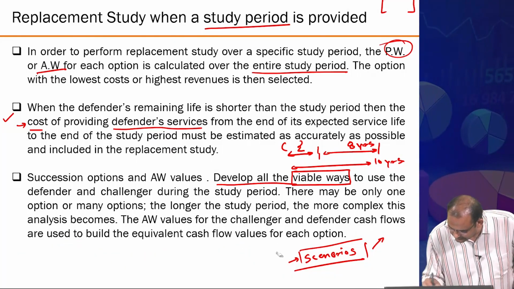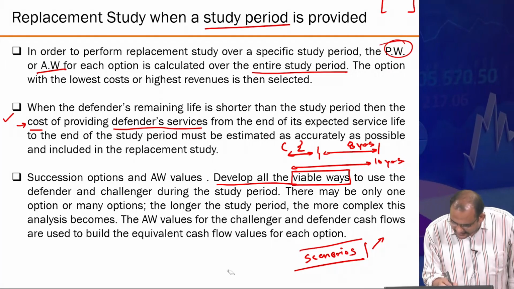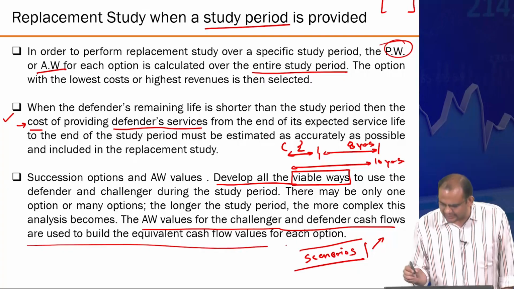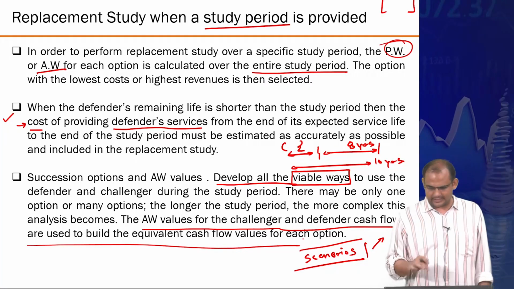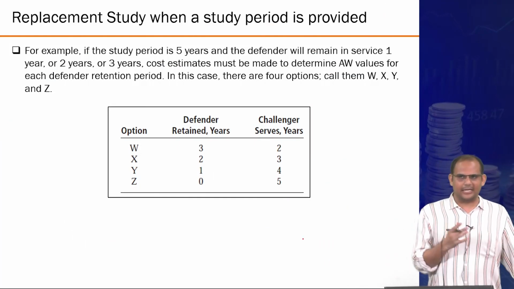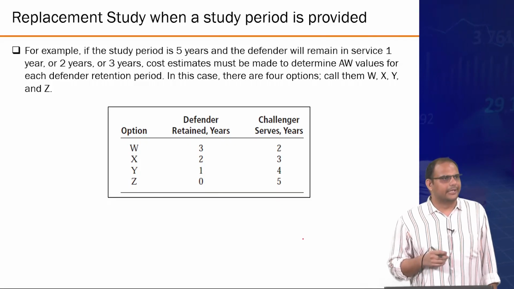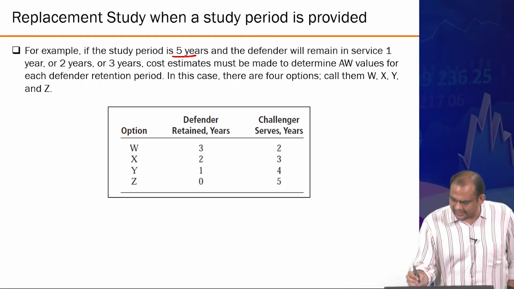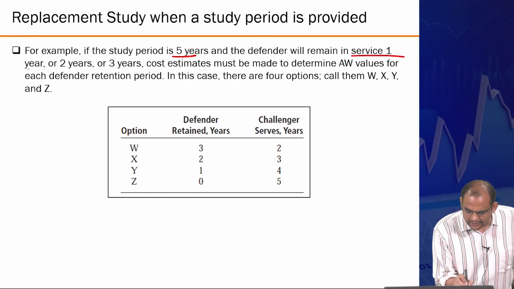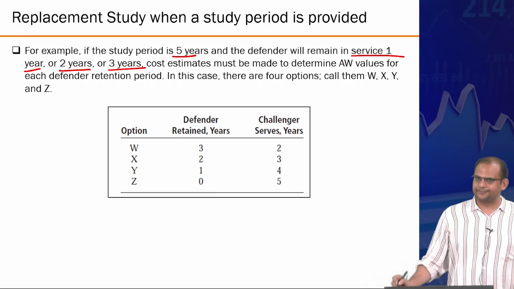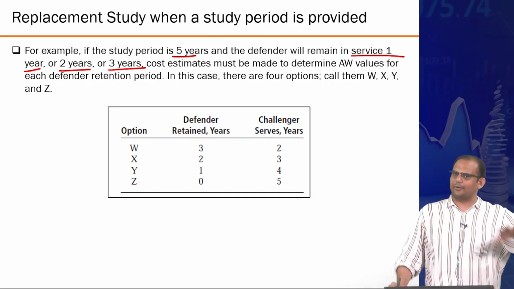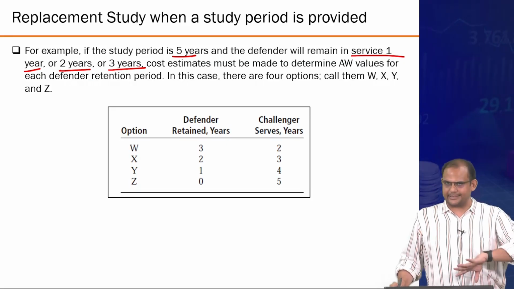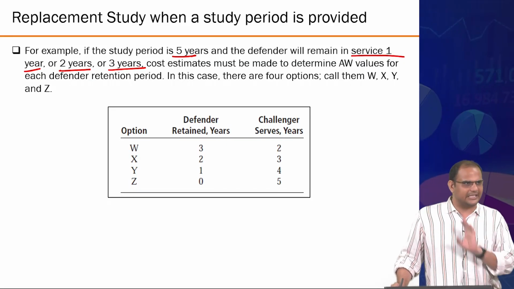Okay. So the AW values of the challenger and defender cash flows are used to build the equivalent cash flow for each option. Let me describe a simpler way of all that English that is written there, right? Suppose the study period is 5 years and the defender will remain in service 1 year, 2 years or 3 years. So either it can provide service for 1 year, 2 years, or 3 years. Okay, that's the information that has been given to you.